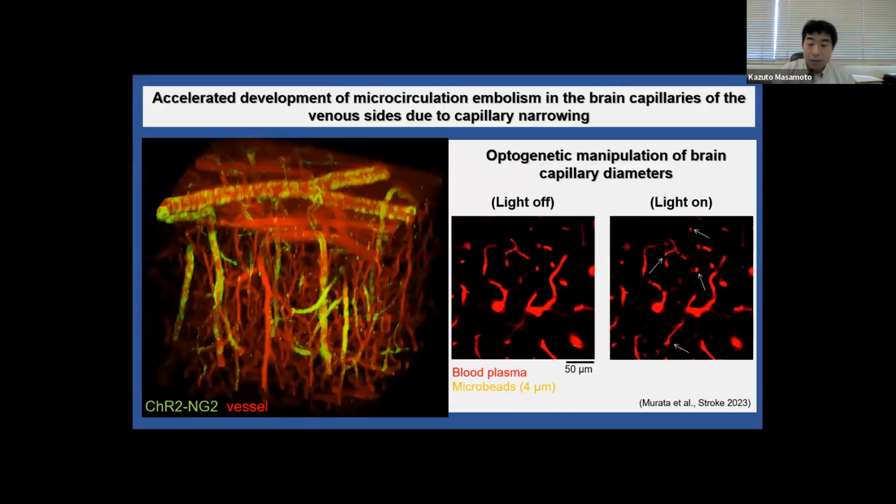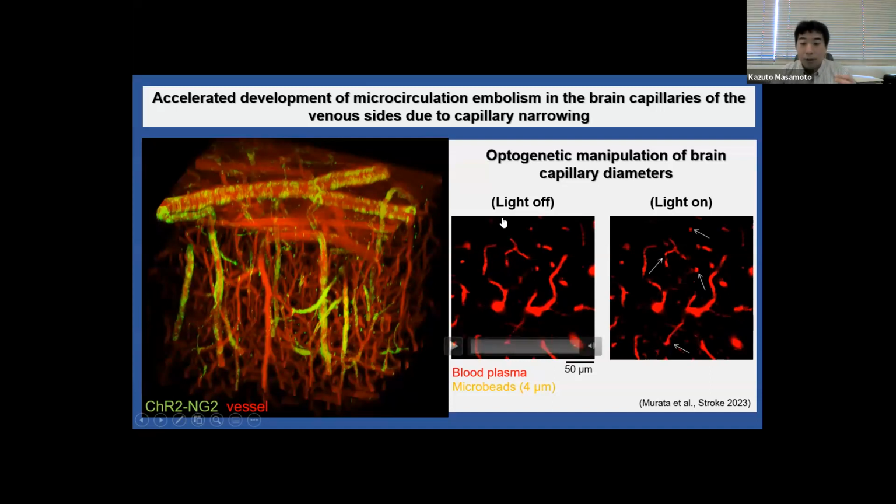I want to show this recent paper data here. So we also use channelrhodopsin-expressing transgenic mice in NG2 cells. NG2 is included in the pericyte, and here the green YFP shows the individual pericytes in the capillary and penetrating arterioles. These are vascular mural cells.